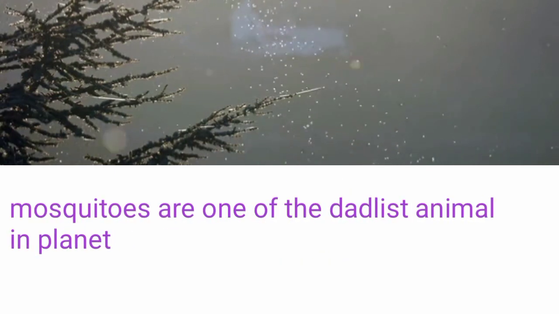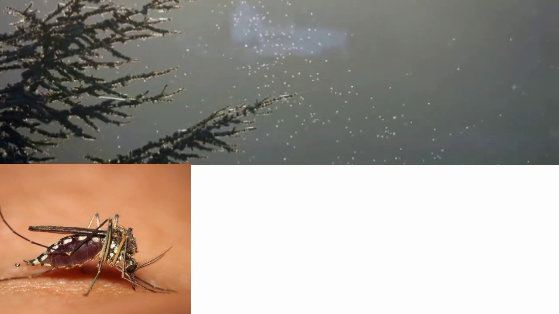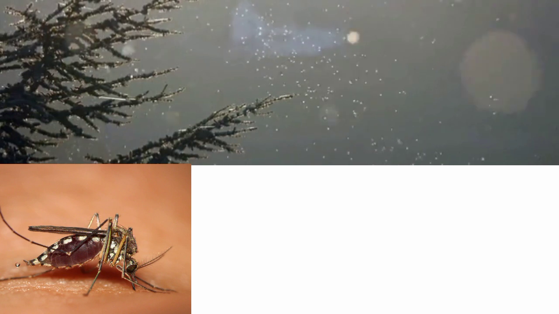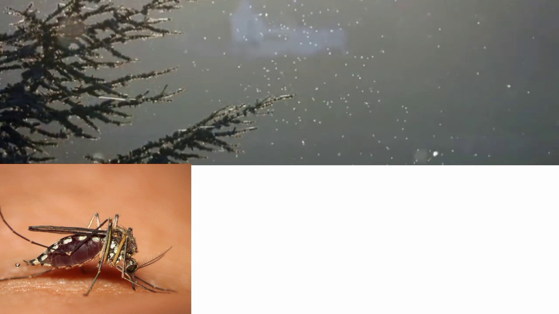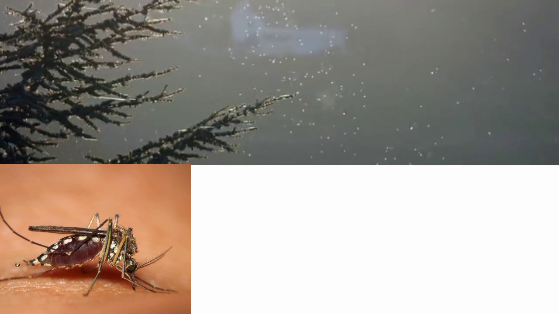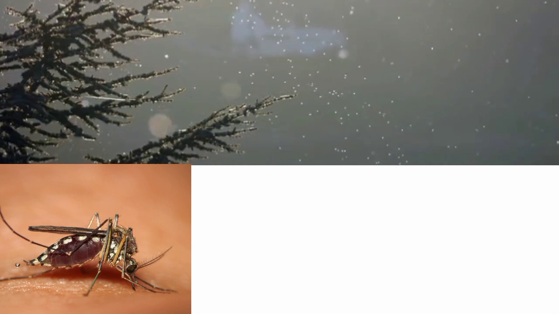In fact, mosquitoes are one of the deadliest animals on the planet. Some people think mosquitoes can also transmit HIV. However, this is not true. Even if a mosquito bites a person with HIV, then bites someone else, it cannot transmit HIV to the second person. This is because of mosquito biology and the biology of HIV itself.